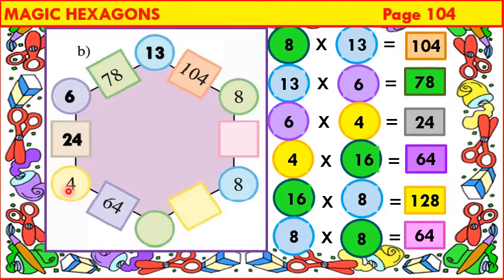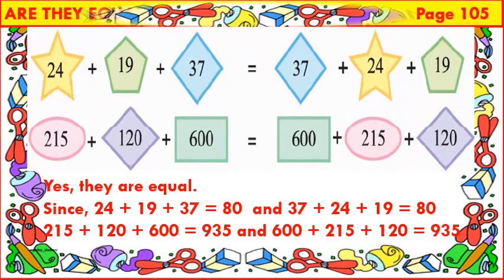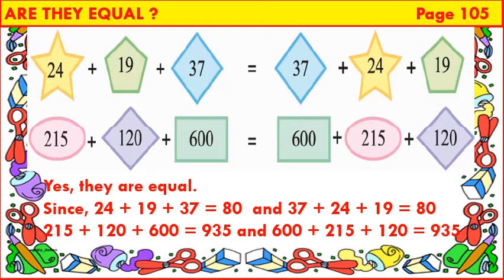Now 4, how much are 64? 4 sixteens are 64. 16 eights are 128. 8 eights are 64. Are they equal?